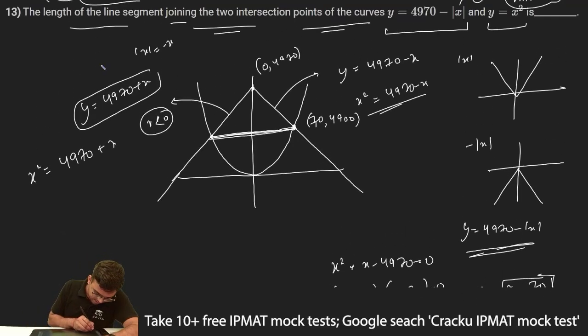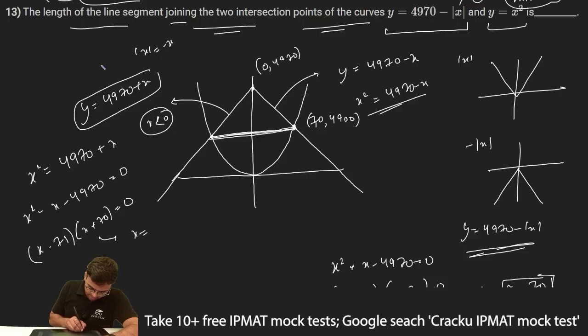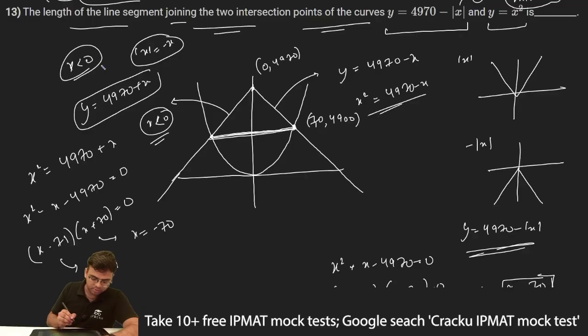Similarly, in this case, if I solve this, x square minus x minus 4970 is equal to 0, I'll get the factors as x minus 71 into x plus 70 is equal to 0. Thus there will be two values, either x is equal to minus 70 or x is equal to 71. Now x cannot be 71 because I have clearly said that this is x less than 0. I have got mod x is equal to minus x when I have assumed that x is less than 0.